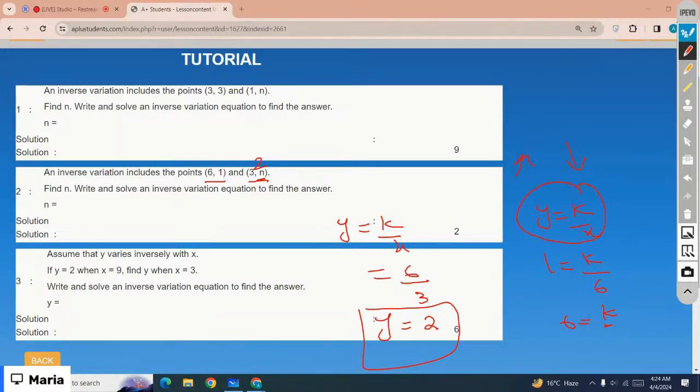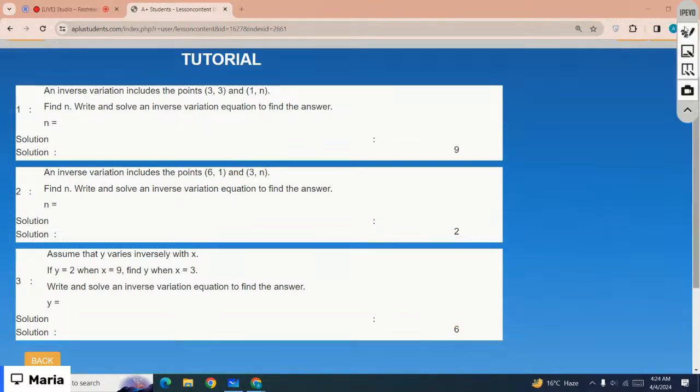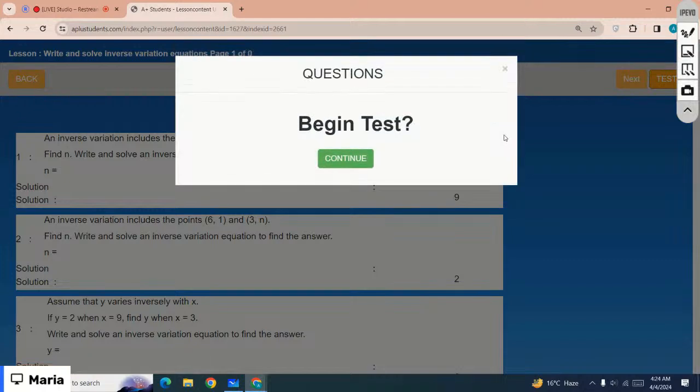Inversely proportional means if one of the values is increasing, the other one is decreasing by the same ratio, right? So the equation for the inverse relationship is y equals k over x. I just got confused. Okay, let's just start with the practice questions.